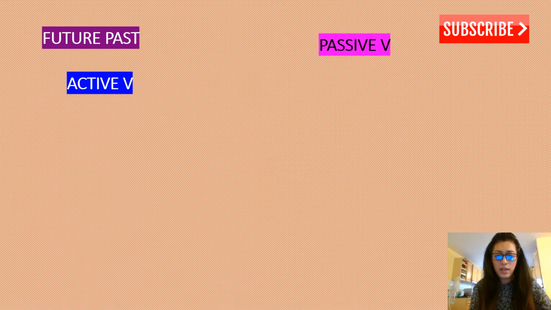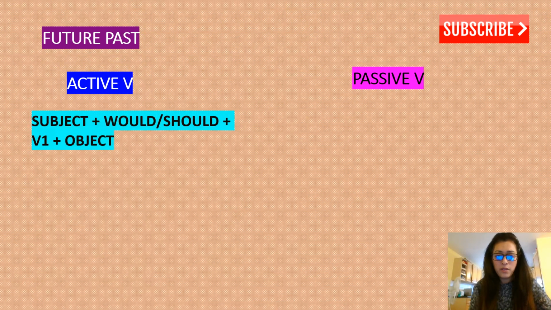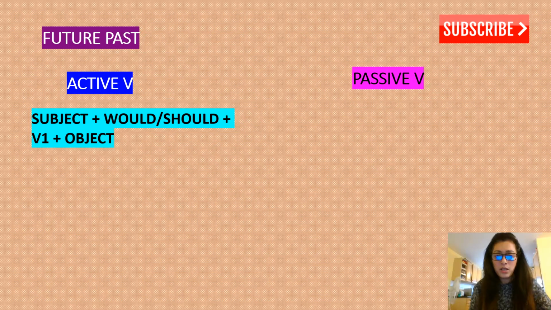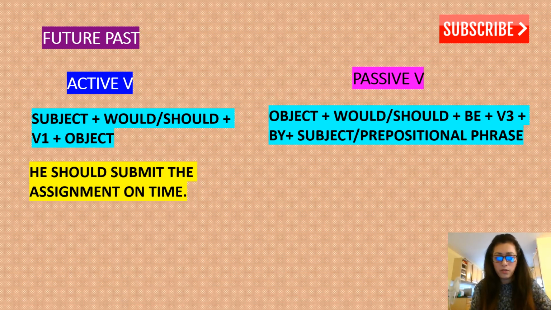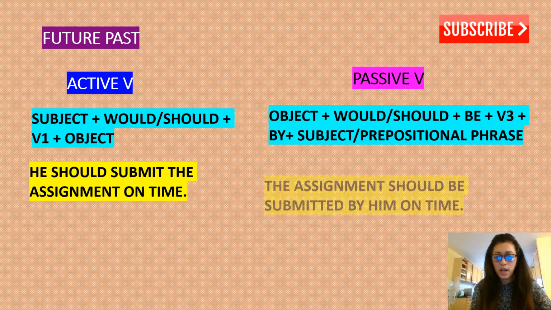Now future past. In future past in active, we say subject, and instead of will and shall, I say would or should with the verb first form and object. And in the passive voice, I'll say object plus would or should with be, verb third form, by, or subject or prepositional phrase. So the first sentence will be, he should submit the assignment on time.